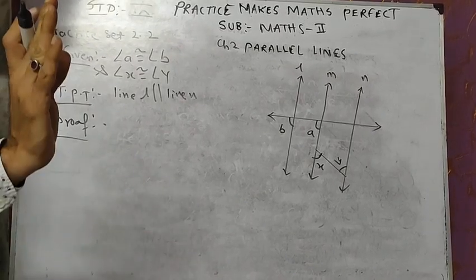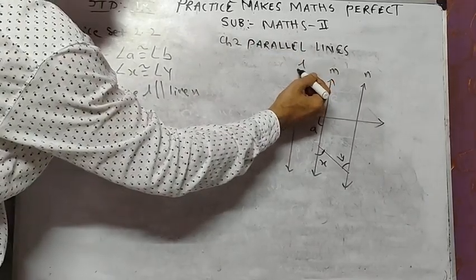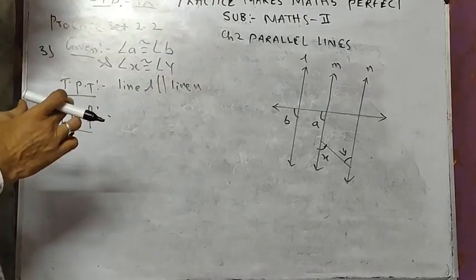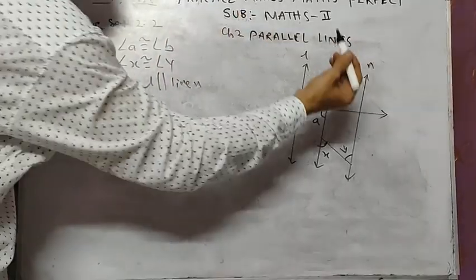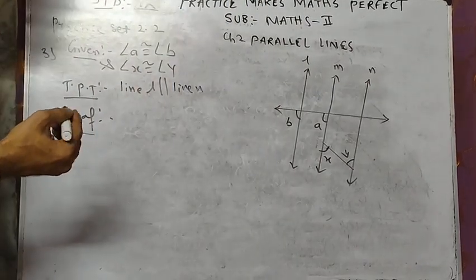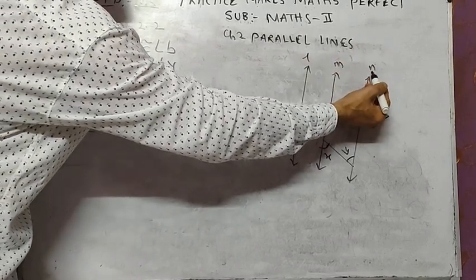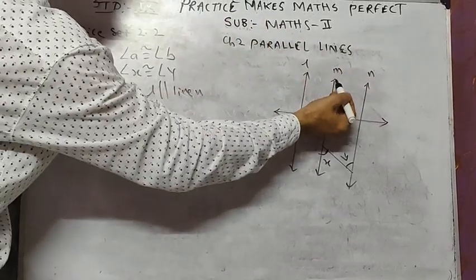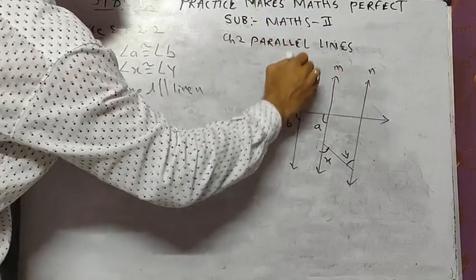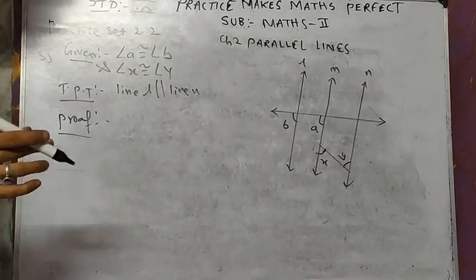So first of all, in this sum, we will show line L is parallel to line M. These two lines are parallel. And then we will show line M is parallel to line N. Okay. So automatically from 1 and 2, you will get line L is parallel to line N. If first is parallel to second and second is parallel to third, that means first is also parallel to third. This is called transitivity.